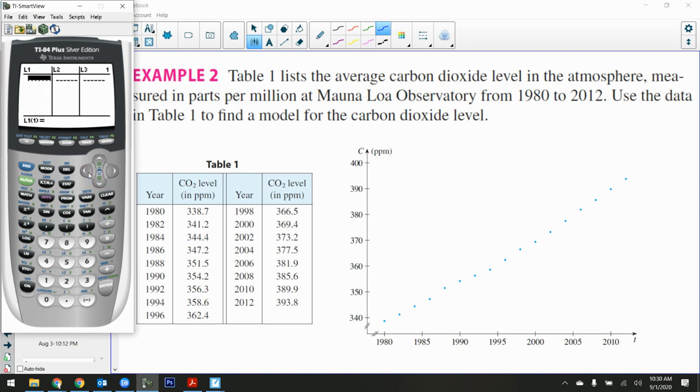Clear down. And now let's input the years as our x values, and then the parts per million in the CO2 level as the y value. Okay, so take a minute and do that for yourself. Should have 17 pieces of data.